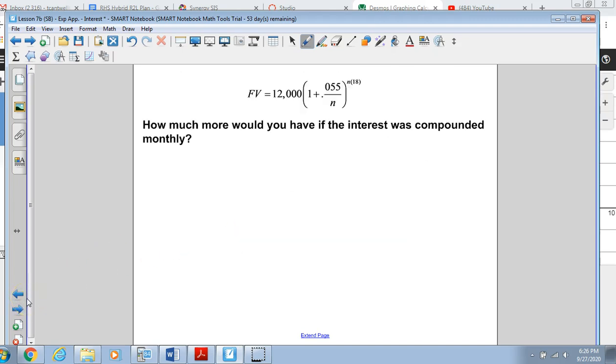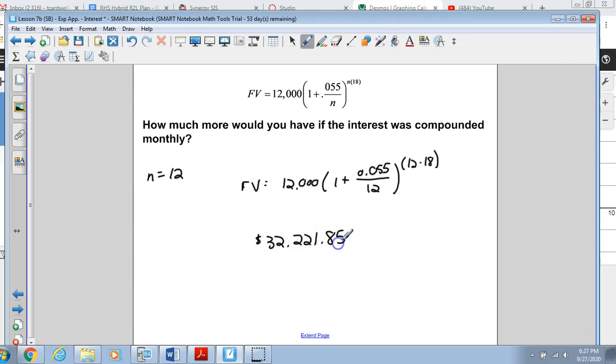Follow-up question. How much more would you have if the interest was compounded monthly? So this time, instead of being compounded quarterly, 4 times per year, it would be at 12 times per year. So this time we would have 12,000 times 1 plus 0.055 over 12 to the power of 12 times 18. And when we calculate this, we end up getting $32,221.85.